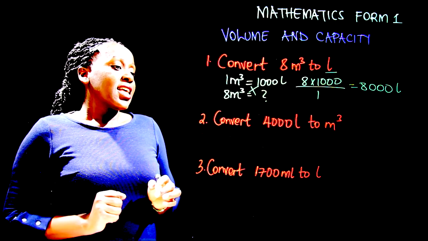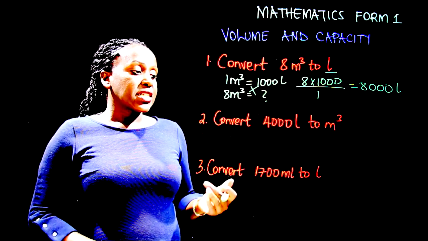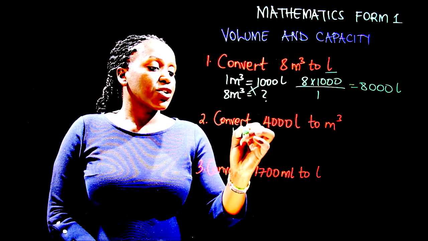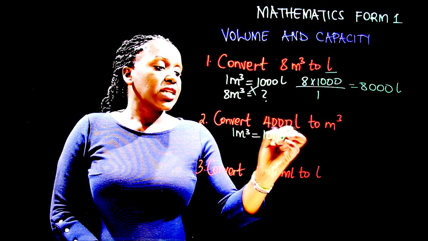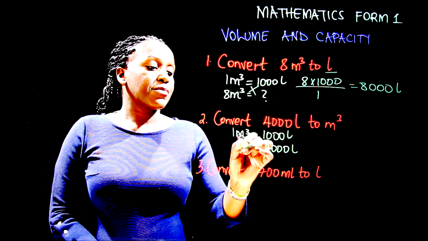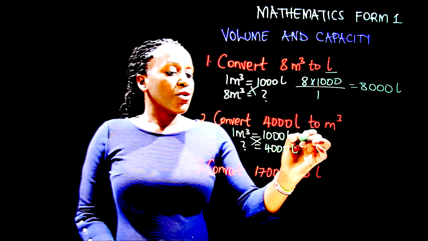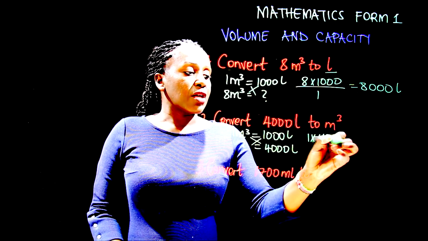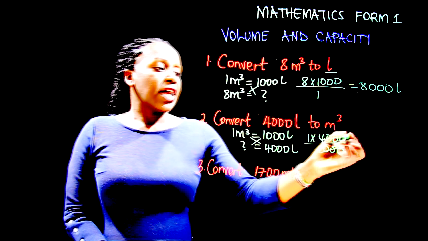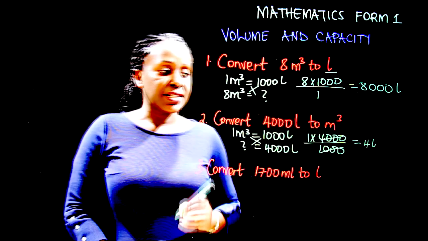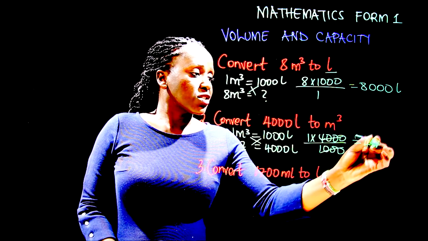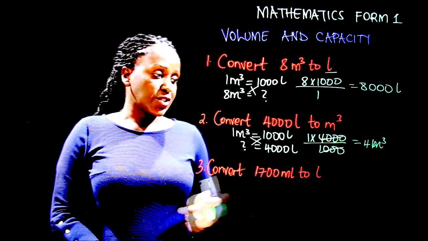Okay? Next, we are converting 4,000 liters to meters cubed. So 1 meter cubed again is equal to 1,000 liters. What about 4,000 liters? If we cross multiply, we have 1 times 4,000 divided by 1,000. So the zeros cancel out, and then we'll be left with 4 meters cubed, because we were converting liters to meters cubed.